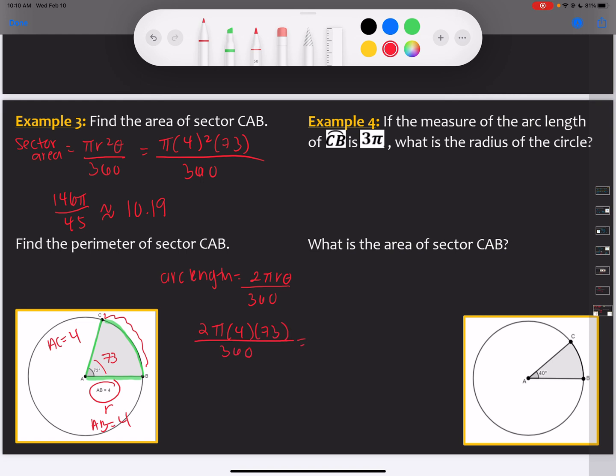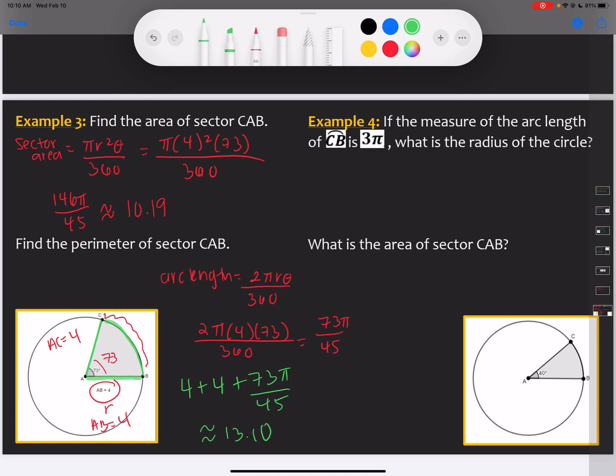That gives me, and I'm going to just use the exact answer here because I want my perimeter to be exact. It's like if you're trying to do fencing, you don't want to approximate and then have a hole in your fence, and then you don't want your animals to get out because that'd be sad. So that's going to be 73 pi over 45. And then to find the total perimeter, I'm going to add up all of those lengths. So I know that AC is 4, AB is 4, and then my arc length is 73 pi over 45. So my total answer is approximately 13.10.